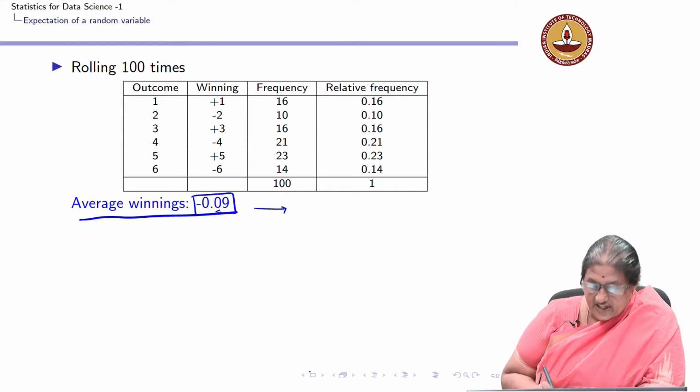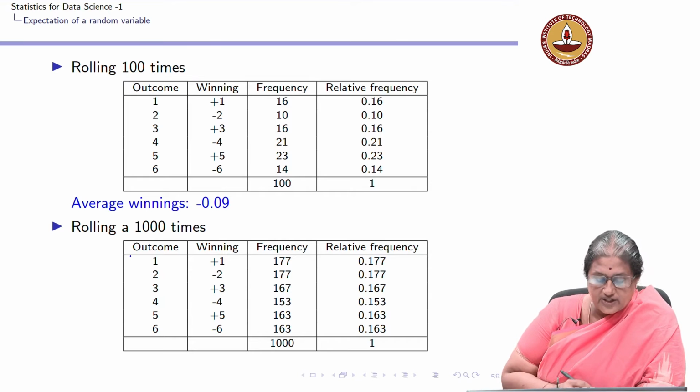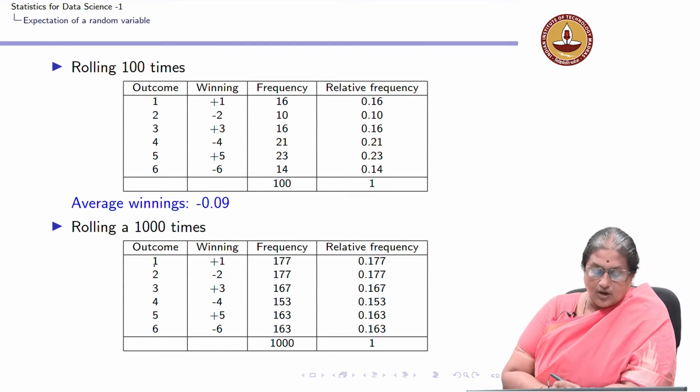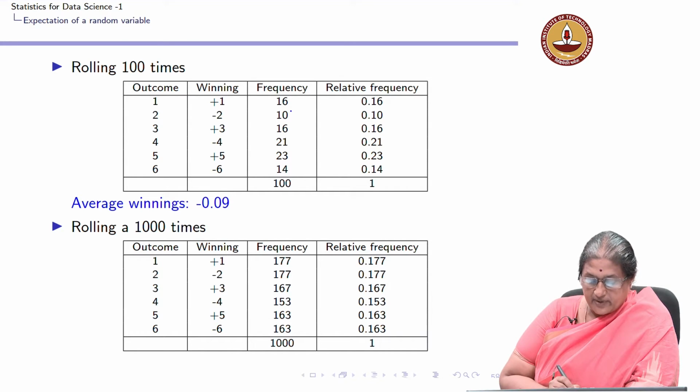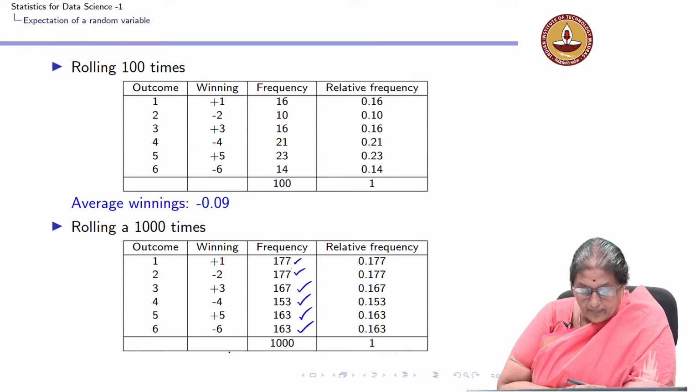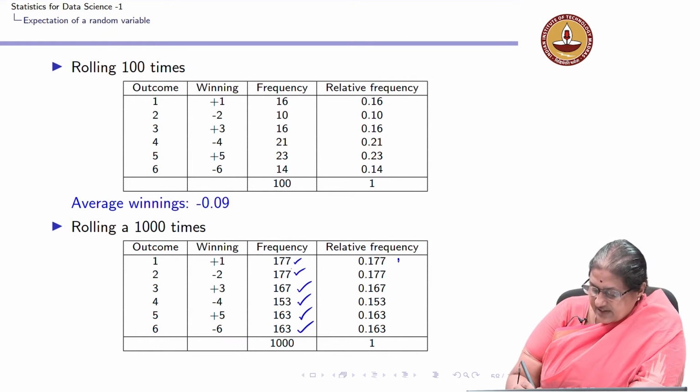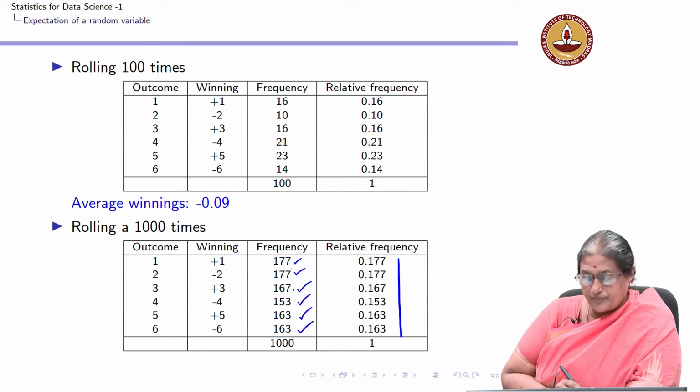So I continue the experiment. I roll the dice for 1000 times. Now when I roll the dice for 1000 times and I count the frequency, again I repeat the experiment. Now you can see that 177 times I had a 1 appearing, 177 times a 2, 167 times a 3, 153 times a 4, 163 times a 5, and 163 times a 6. I count the number of times each outcome appears. Again I compute the relative frequency, which I have computed here.